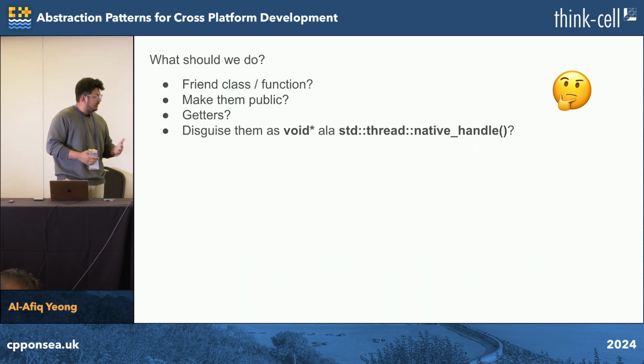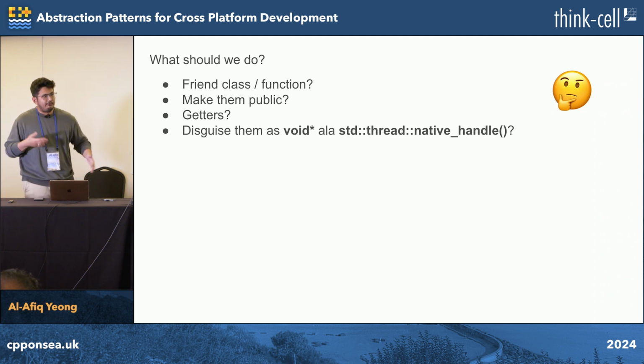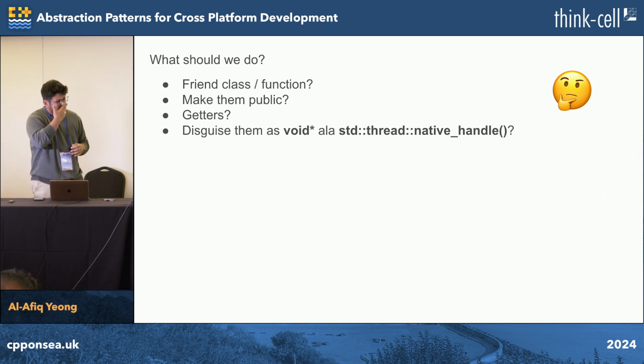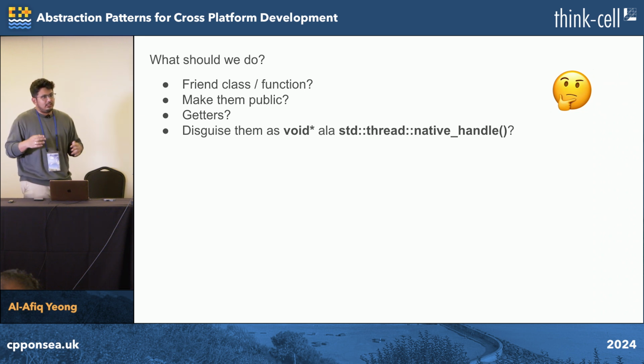So what should we do? Do we declare a bunch of friend functions or friend classes? If you have an object that has a lot of dependencies, the friend list is going to be really, really long. Do we make them public? Well, if we put the member variables in the public scope, that basically makes the variable visible outside of the module, and you basically leak out all of the platform implementation information. With getters, you pretty much get the same problem as making the variables public.